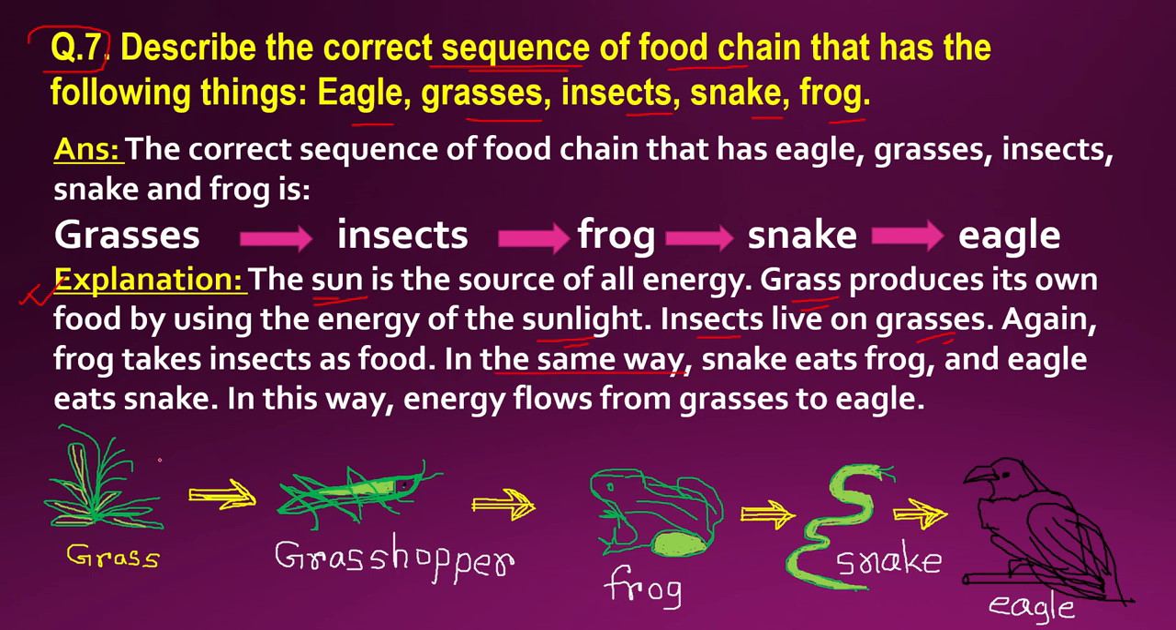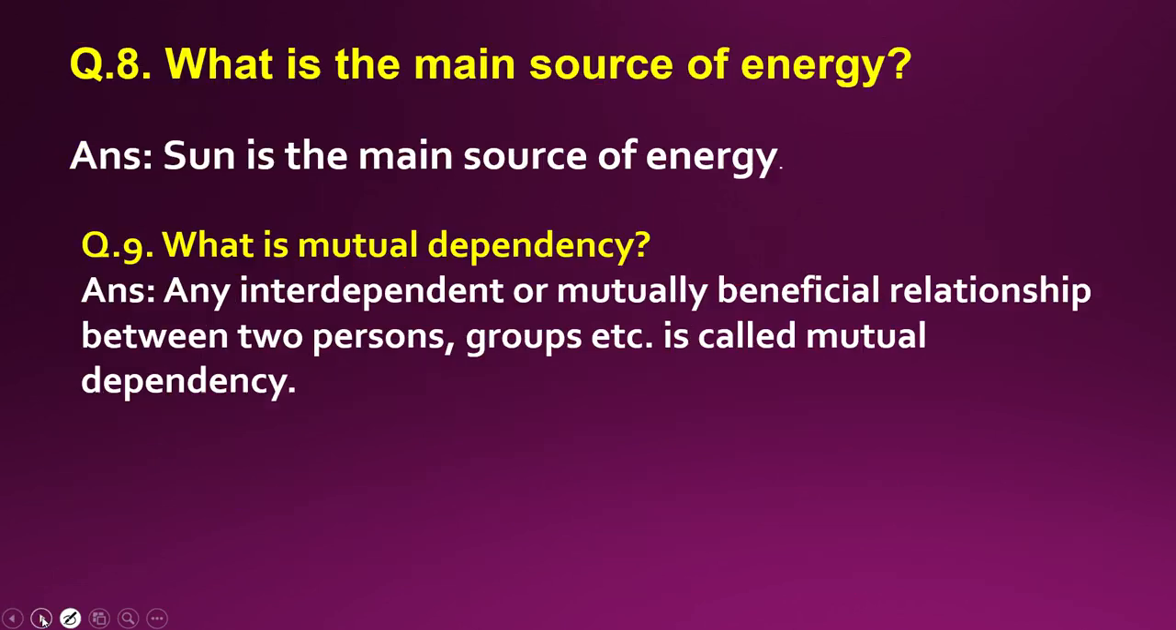That means grass is eaten by grasshopper, that is the insects, and grasshopper is eaten by frog, and frog is eaten by snake, and snake is eaten by eagle. So in this way, energy flows. Energy flows from grass to eagle. That's the reason, guys. All right, so next one.